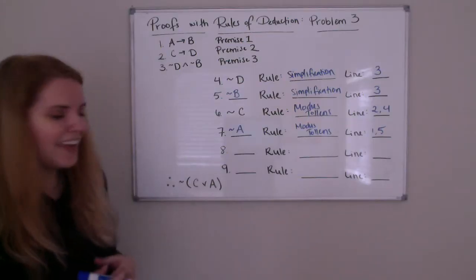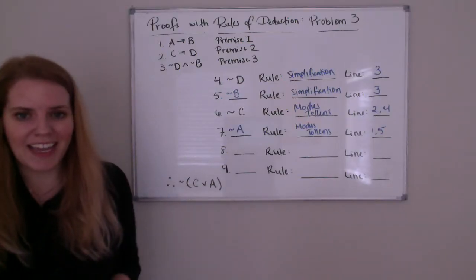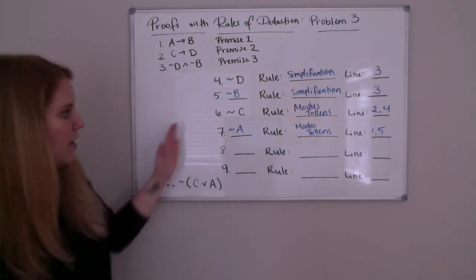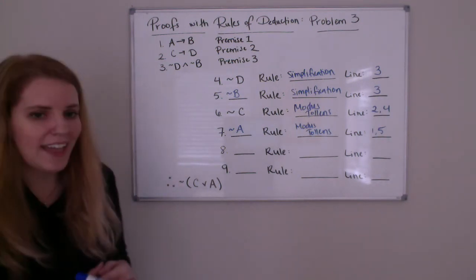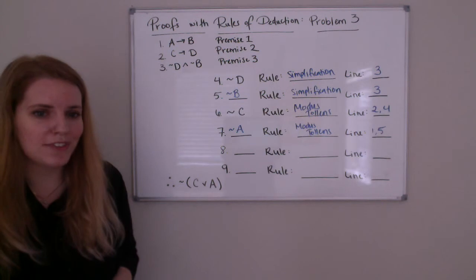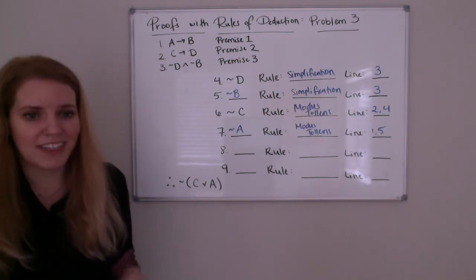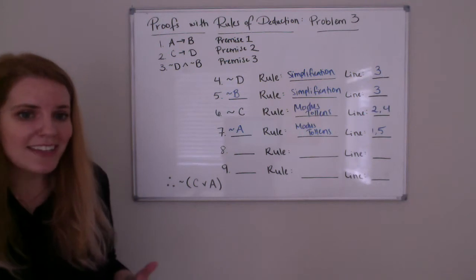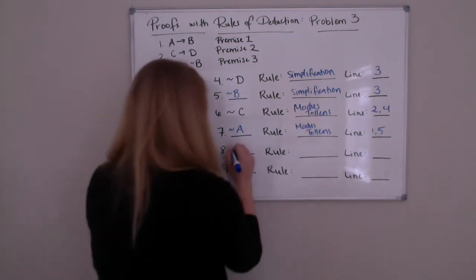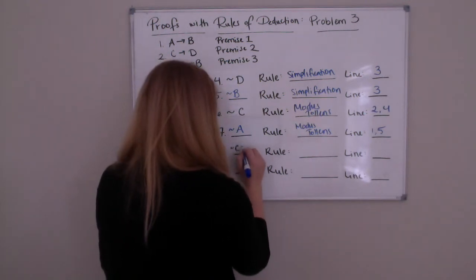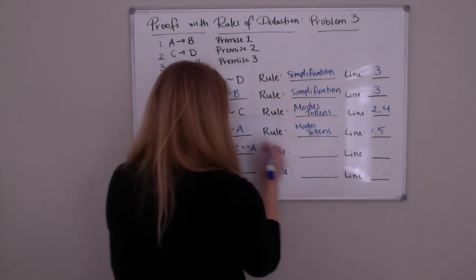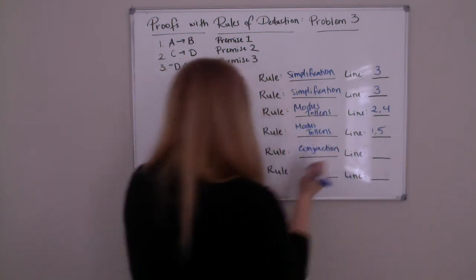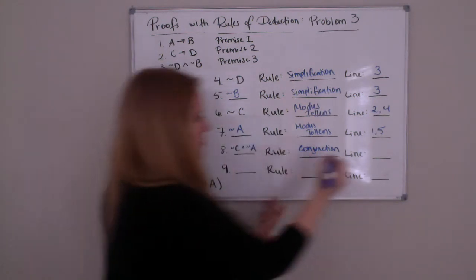Okay, on to line 8. How are we going to fill in line 8? What claim can we derive from the information that we have on the board now that will be most helpful to us getting to our conclusion in 2 more steps? Our next claim is going to be not C and not A, using the rule conjunction. And we're citing lines 6 and 7.